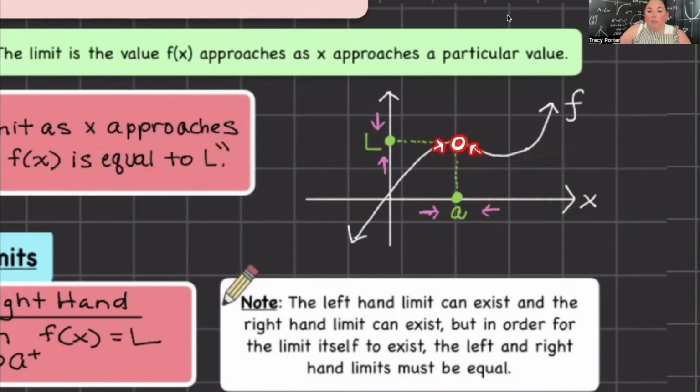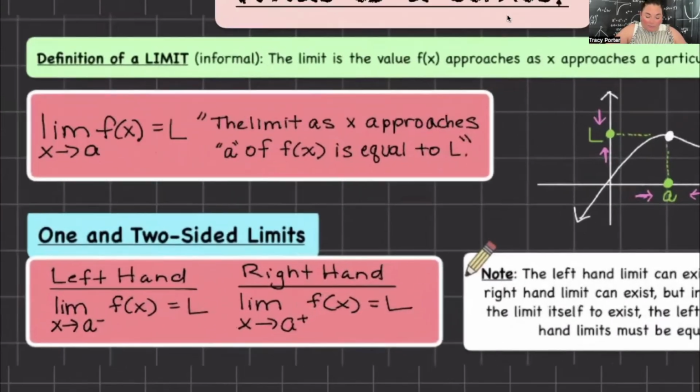That's why we use the term approaches. It is approaching this value L. When it gets there, it may or may not be equal to the value L, but that's not what the limit is. The limit is what it is approaching. Where is it headed, if it continues down that behavior?